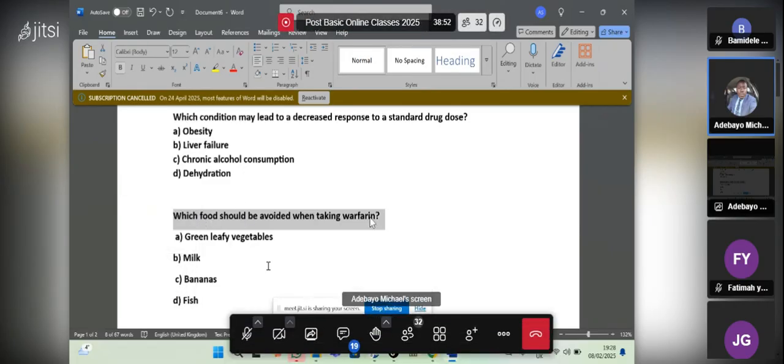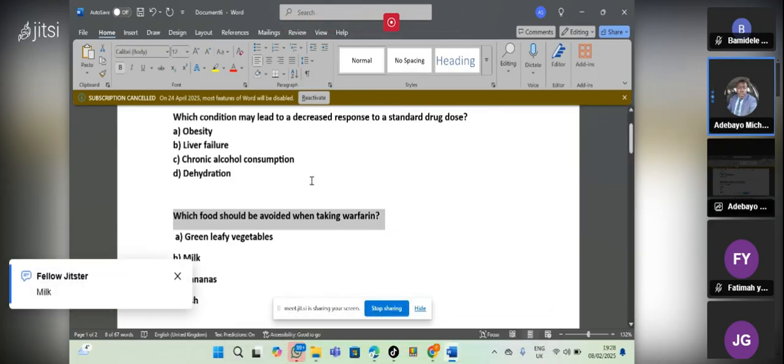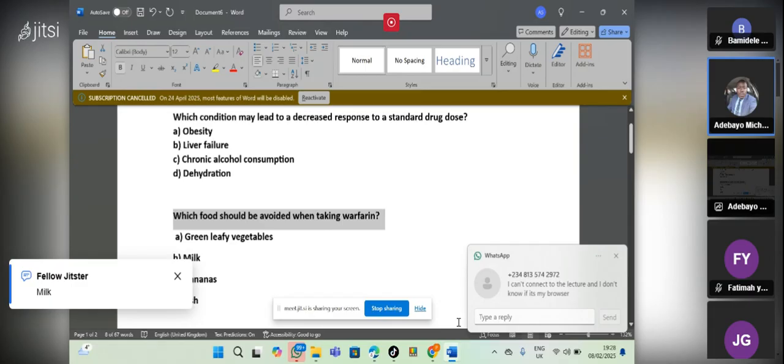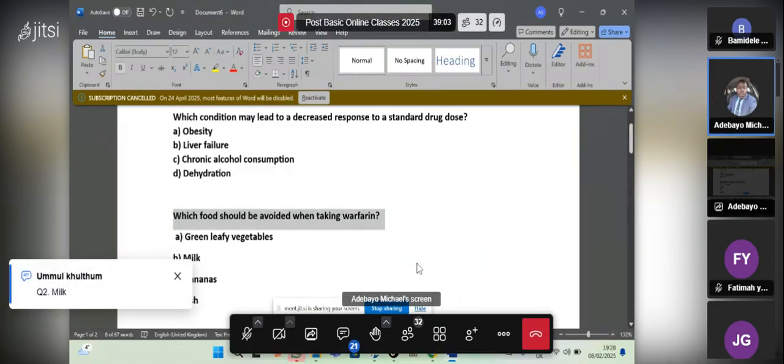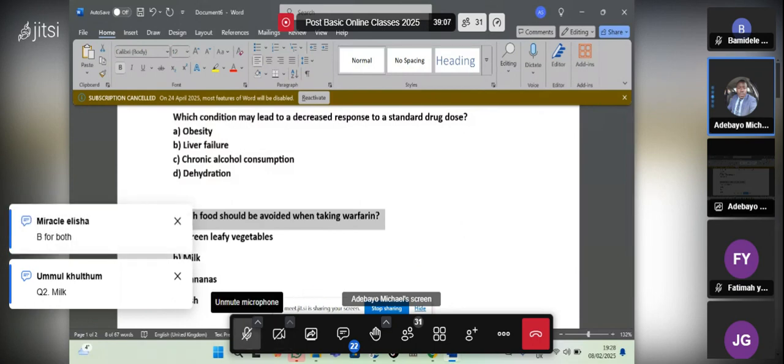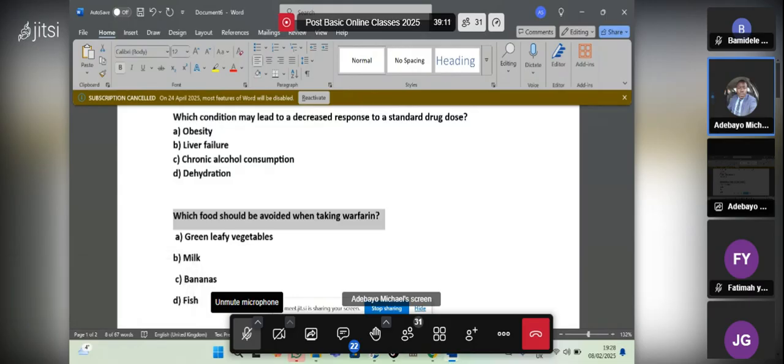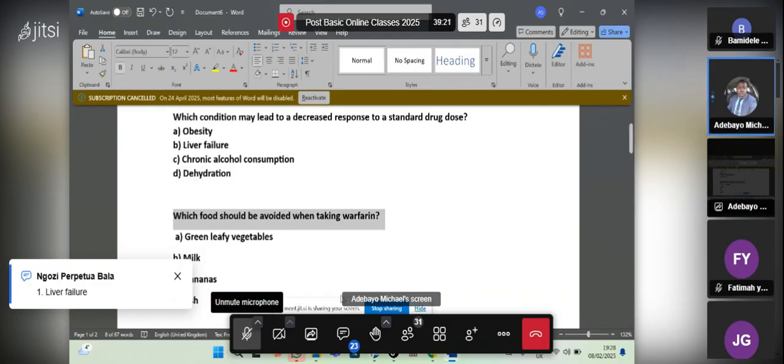All right, so maybe we should continue then. Somebody is outside, they said they can't connect to the lecture. Please, Dele, can you respond to them at the WhatsApp group, please? All right, so let us continue.